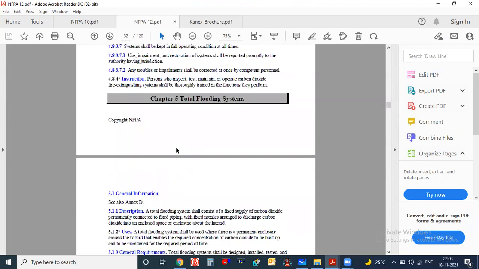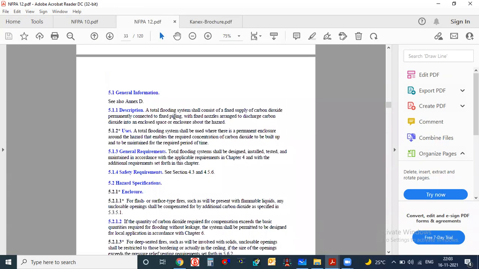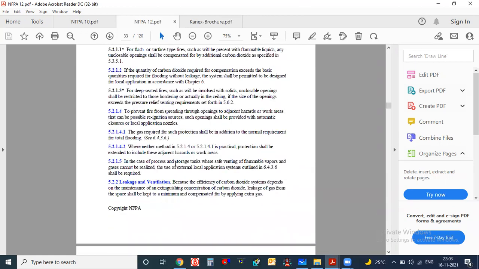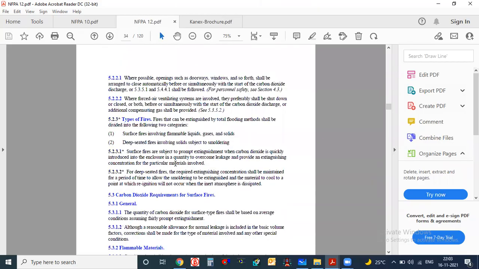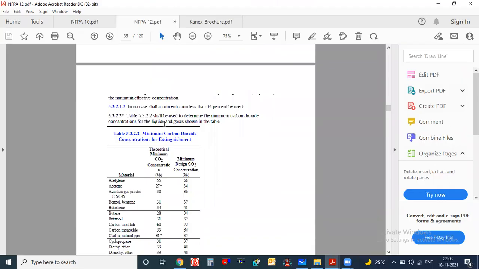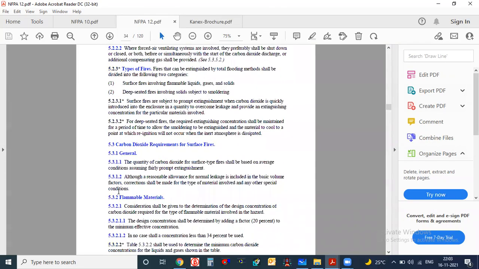High pressure, these things, total flooding system. So what is the meaning of flooding system? It consists of a fixed supply of carbon dioxide permanently connected to fixed piping with fixed nozzles arranged to discharge carbon dioxide into an enclosure. I think this is talking about the gas suppression systems, the CO2 suppression system. So let us see if it is the same. Okay, nothing is given here. Different types of, like, surface fires or any flammable material.